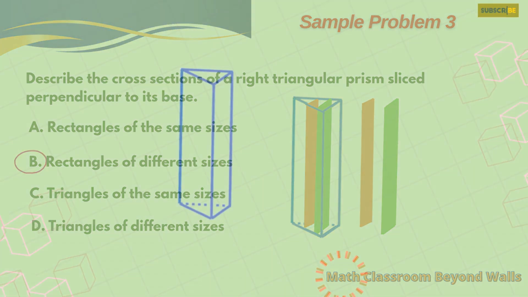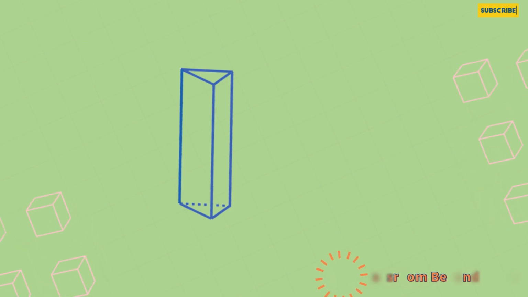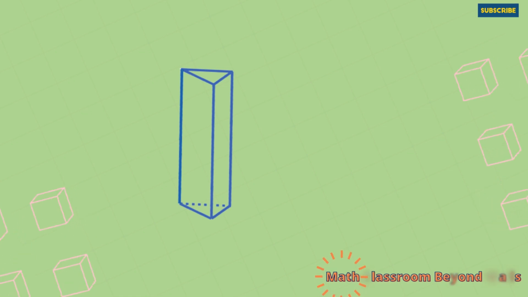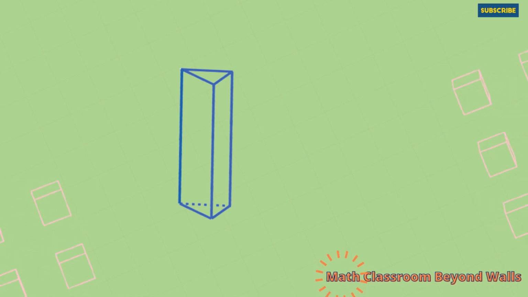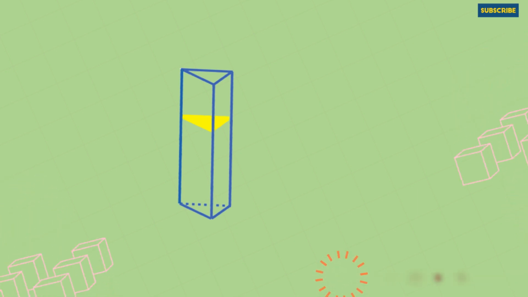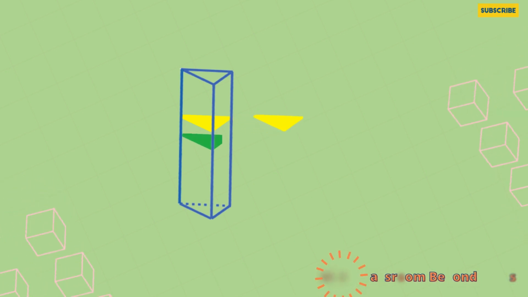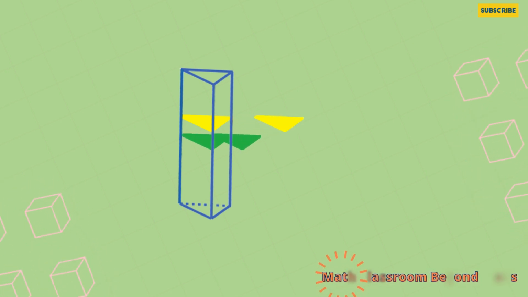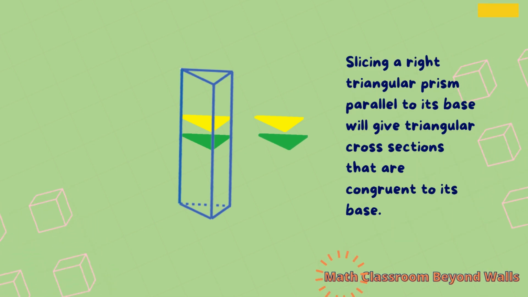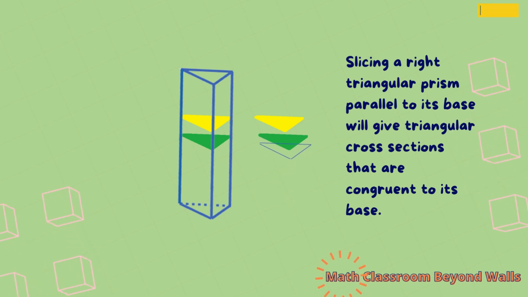Now, what do you think will be the shape of the cross-section of a right triangular prism if we slice it parallel to its base? Okay, let's do it. There you are. Triangles congruent to the base will be its cross-sections. Did you get it, learners?